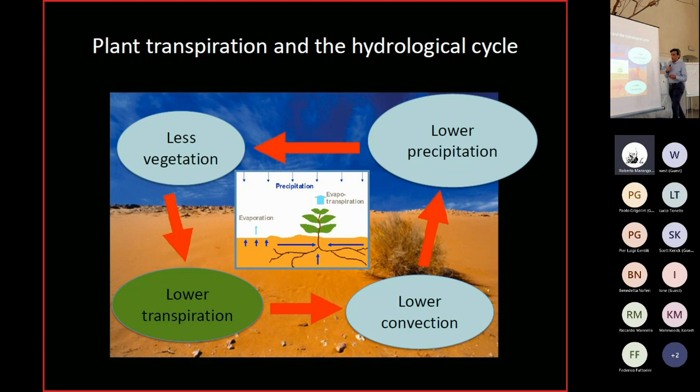But there is another one, which is that you lose water from the soil by two mechanisms. Evaporation, fast, very intense, but only from the 5 centimeters of the topsoil. So once it's gone, it's gone. And transpiration, slower, but it can reach 2, 3, 4 meters. So if you have less vegetation, you have lower transpiration. So again, you have more stability in the atmospheric column. You have less moist enthalpy, or as the meteorologists say, equivalent potential temperature, which is a horrible term, but that's what is used. And so you have lower convection, lower precipitation, and so on and so on.